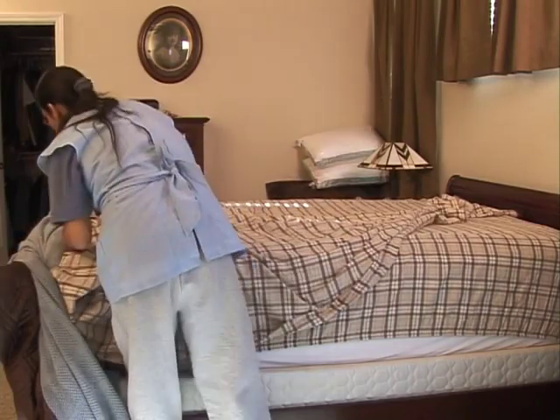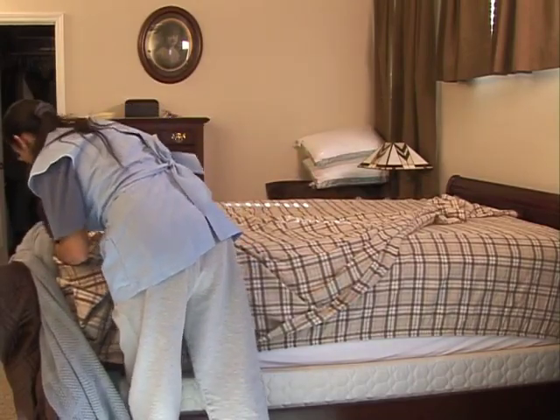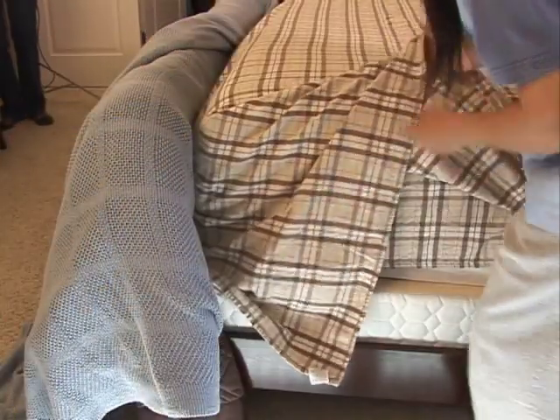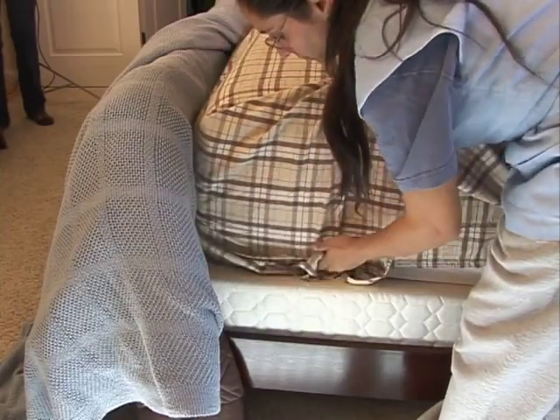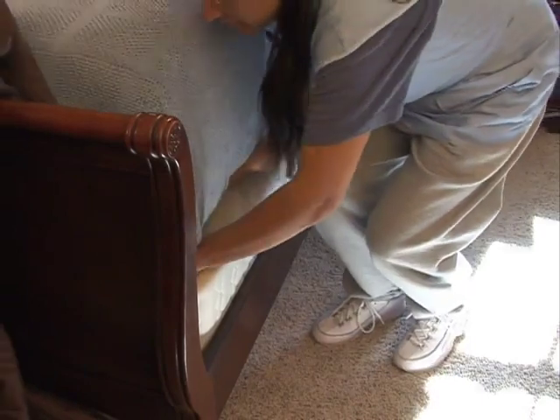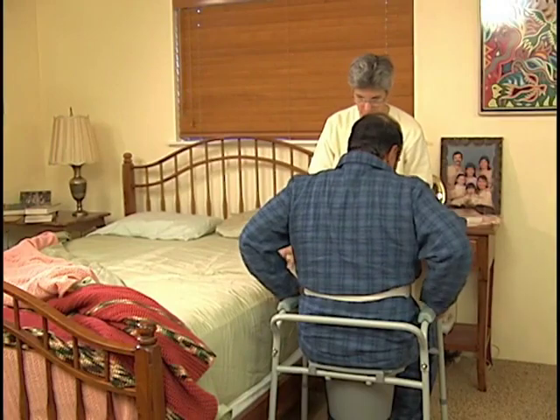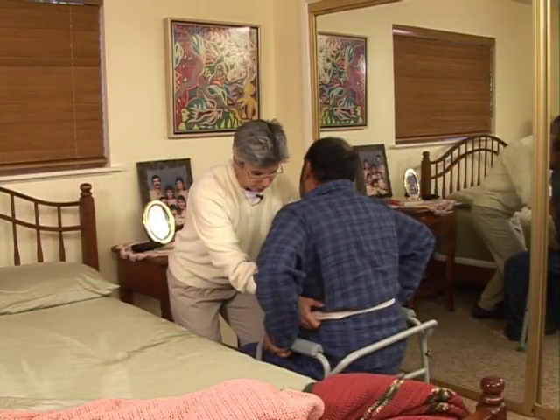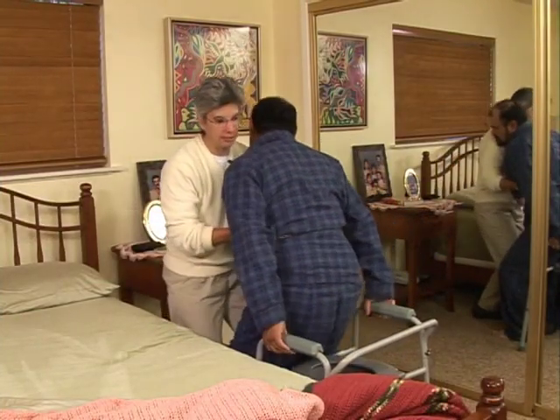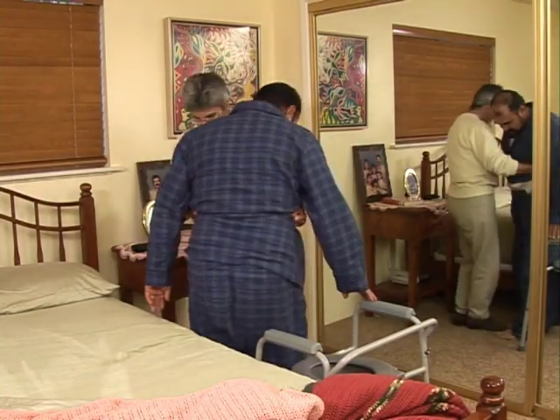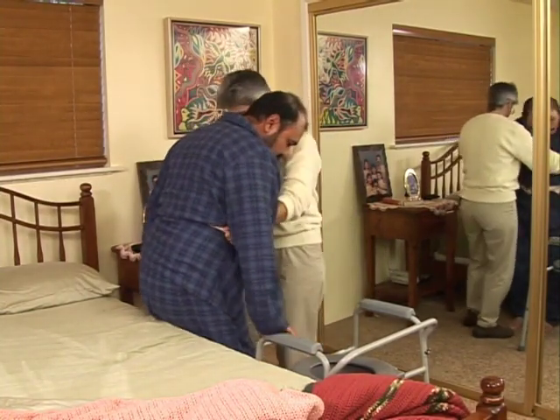You may be required to learn new ways to perform common caregiving and household tasks. Follow the instructions you are given, even if they are different from the way you are used to doing a task. If instructions are confusing or seem to conflict, be sure to ask questions and check with your supervisor for clarity. The benefits of following instructions carefully: it shows that you are doing your part to fulfill the care plan. It protects you from liability issues.